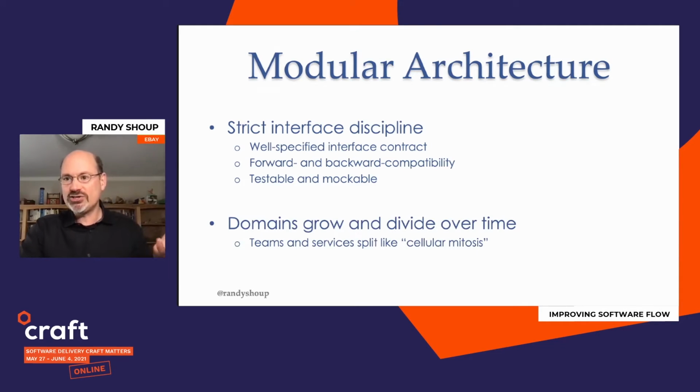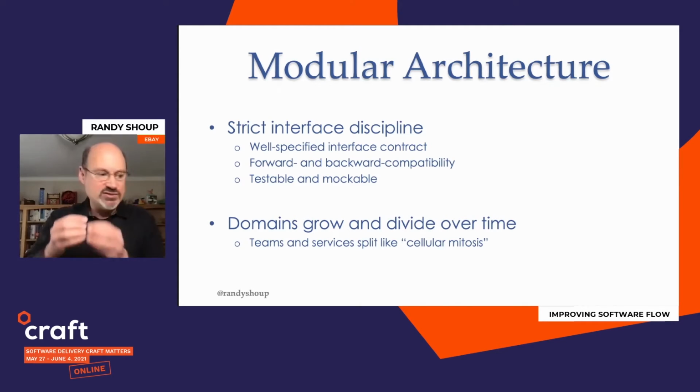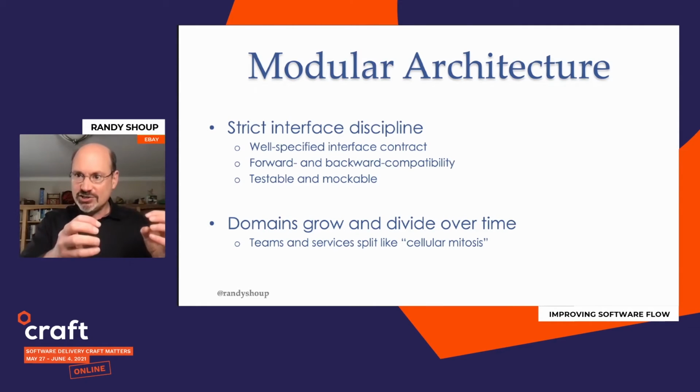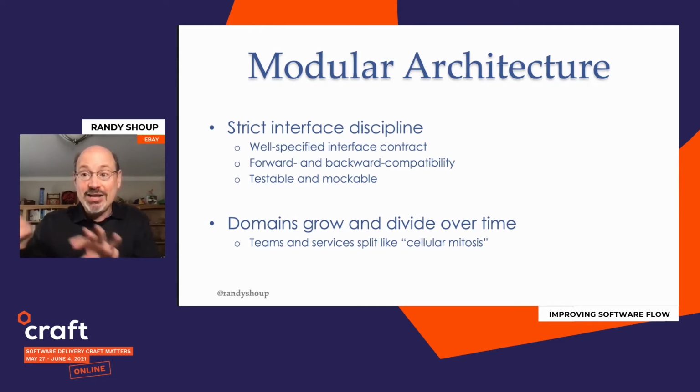And over time, of course, companies start with a small number of domains or services. And then over time, what I've seen is that they tend to split and divide like cellular mitosis, right? So you start with one cell, divides into two daughter cells, each divide into two daughter cells, et cetera, et cetera. And each of those cells tend to specialize into, I don't know, an arm or an eye or hair follicle or something like that.